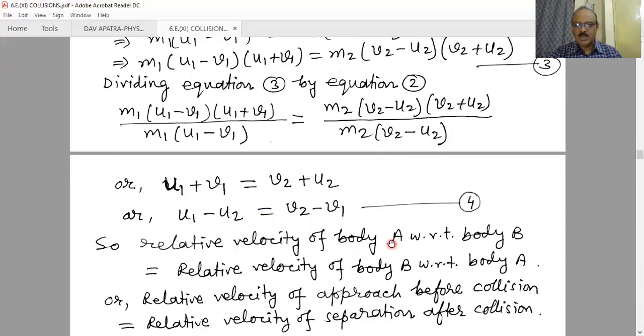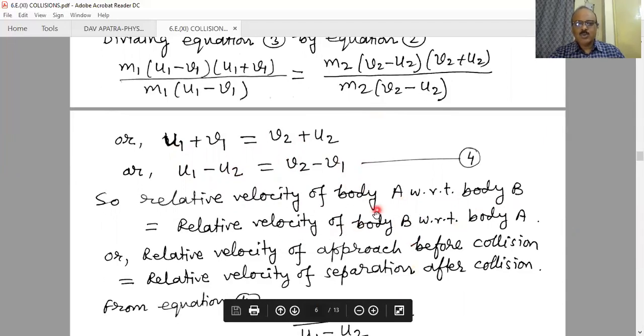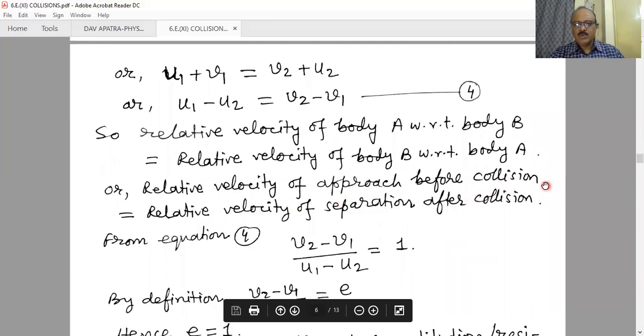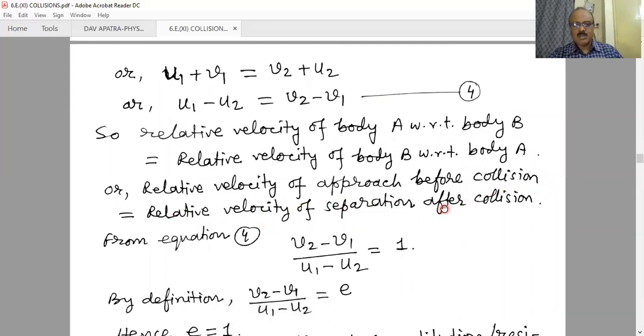Here 1 is for body A, and 2 is for body B. The relative velocity of body A with respect to body B means we subtract u2. This is equal to v2 minus v1, the relative velocity of B with respect to A. With respect to means this velocity is subtracted. These two are equal. So the relative velocity of approach before the collision is equal to the relative velocity of separation after the collision.